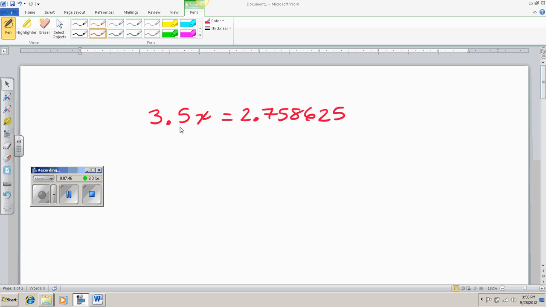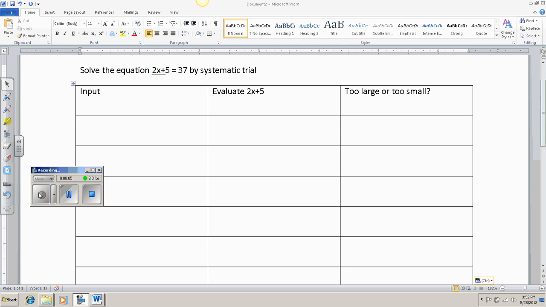Okay, quick guess and check. 3.5x is equal to 2.758625. No, that's not going to work. So we don't always use guess and check, but for today, we're going to be working with simpler problems where you can use systematic inspection or systematic trial to figure it out. So let's do some more like that.